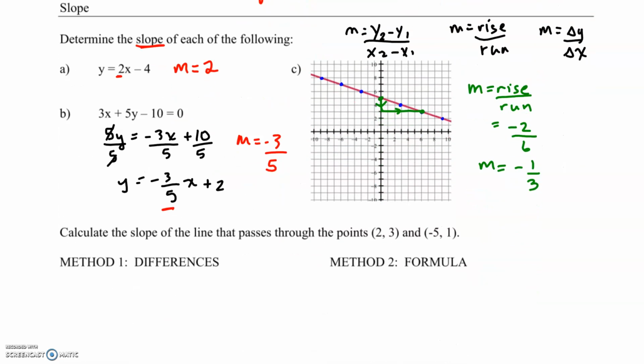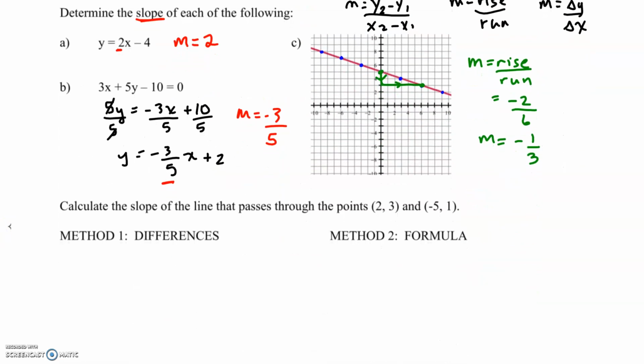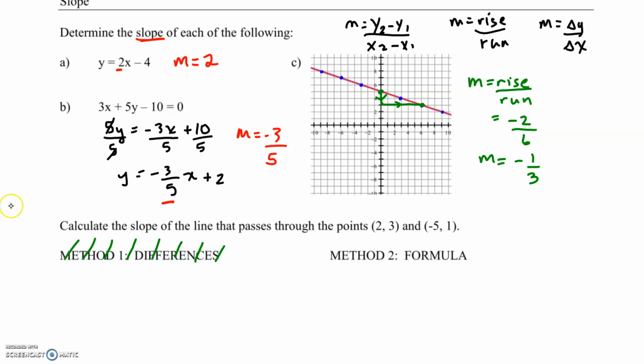All right, now the last way we're going to do slope is we're going to calculate the slope of the line that passes through the points 2, 3, and -5, 1. So we're not going to use the differences for this, and we're going to use the formula, which is the formula we wrote up here, the y2 minus y1. So before we use the formula, we need to label our points. We know it's x, y, so we're going to say x1, y1, because that's our first point, and then x2, y2, because that's our second point.